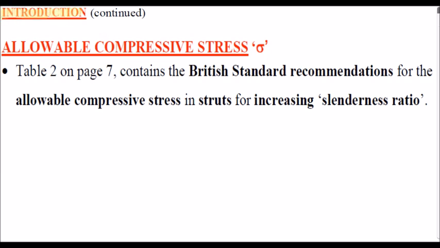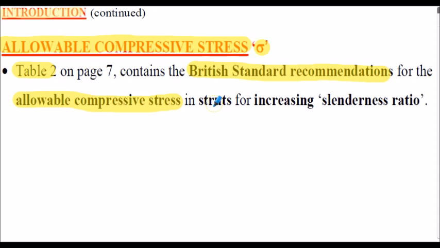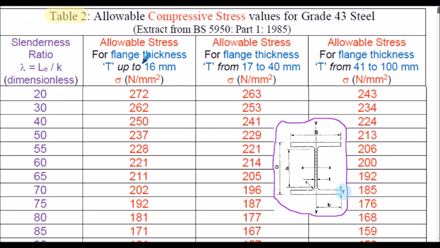Introduction continued. Let's consider the allowable compressive stress, sigma. So table 2 of our notes contains the British Standard recommendations for the allowable compressive stress in compression members such as struts as a function of increasing slenderness ratio. I'll show you this table on the next slide. So here's table 2 from our notes.